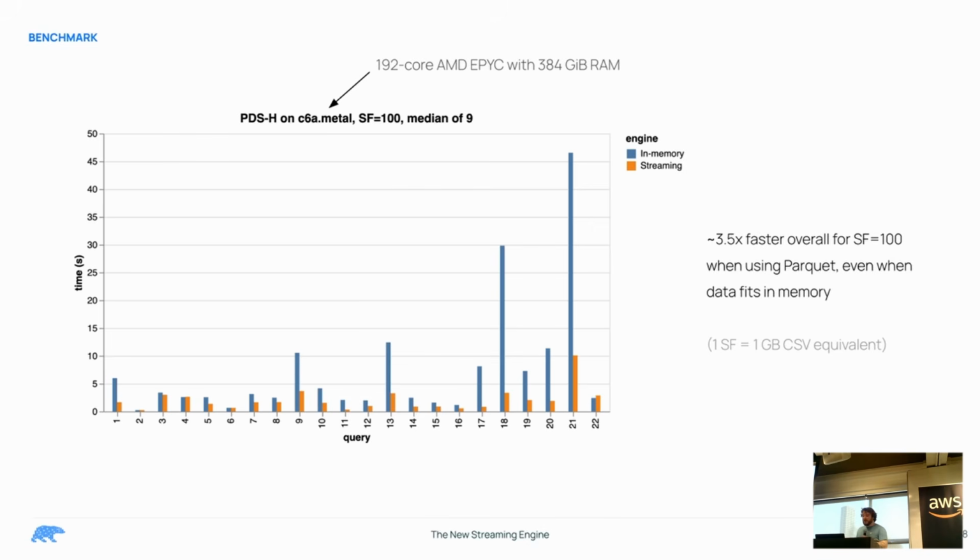And on this benchmark, if you sum up all the times, the new streaming engine is around 3.5 times faster than the in-memory engine. Even though all the data fits in memory. So this machine has 400 gigabytes of RAM. All the queries fit in memory. It's not like it's swapping to disk. Despite that, it's still a lot faster. So even if you're thinking, oh, well, I don't have huge data sets that need a lot of memory, it can still be beneficial to use the new streaming engine instead of just in-memory Polars.